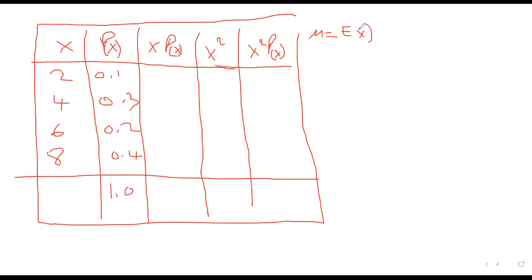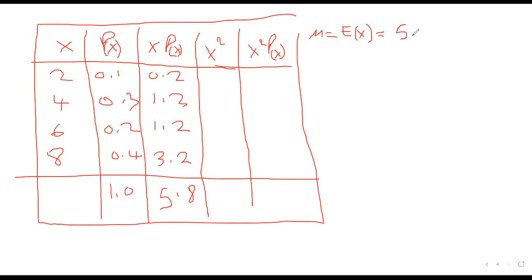This is the same as the expected value. You're simply multiplying 2 times 0.1, which is 0.2, 4 times 0.3, which is 1.2, 6 times 0.2, which is 1.2, and 8 times 0.4, which is 3.2. The sum total is what we call the mean. So in this case, we're going to add this up, and we get 5.8. You get your 3 marks by showing this computation. So our expected value or our mean is simply 5.8.